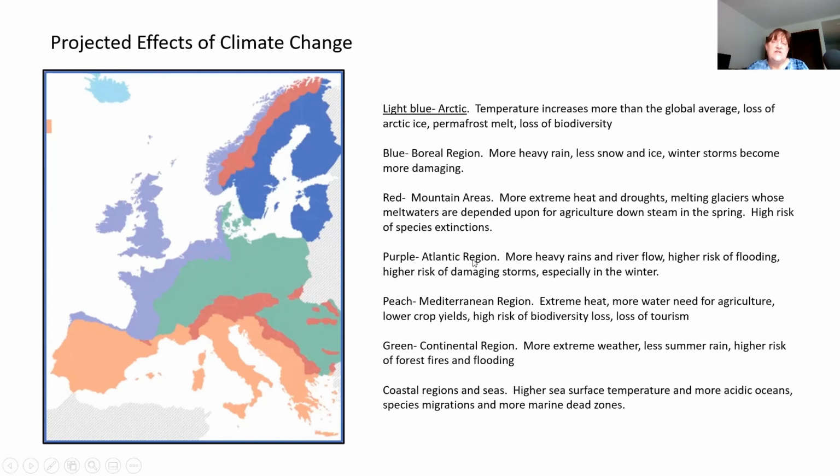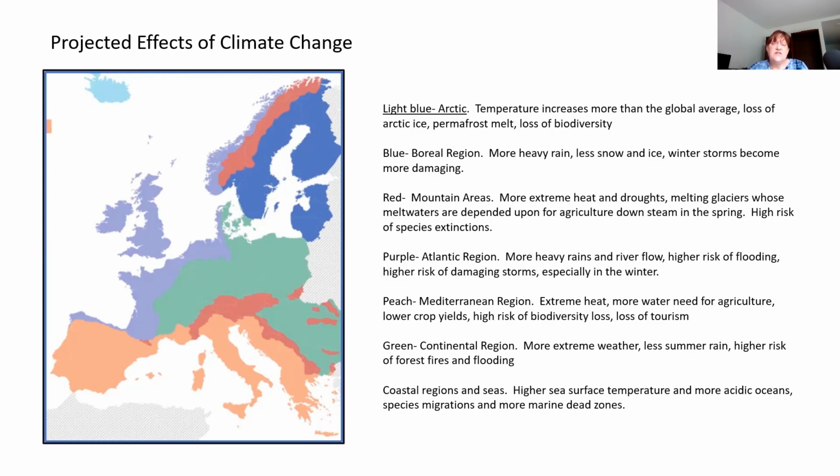If you look at the purple, which is the Atlantic, the big one is higher risk of damaging storms, because we've seen a lot of flooding in the last couple of years over there. The Mediterranean region, which is also like a food basket, and a lot of people go on vacation there, they're expecting extreme heat, and that extreme heat means you would need more water for agriculture. If you change that habitat and it becomes more arid, then the animals that live there are going to move because they're not adapted to it. You can also have a loss of tourism.